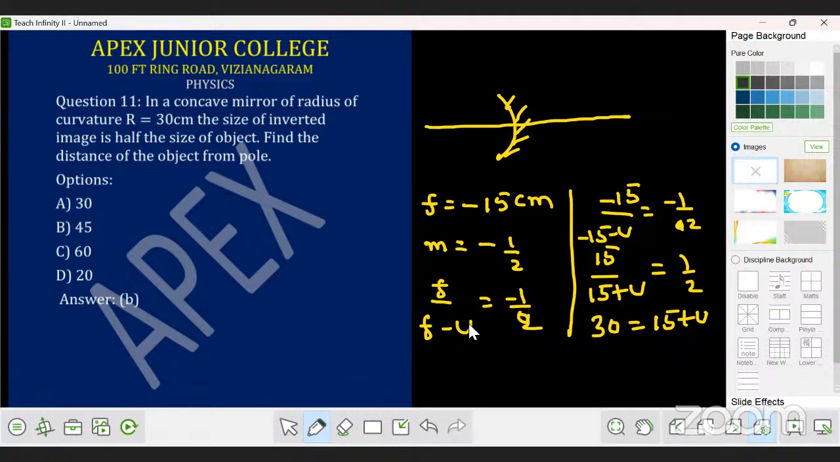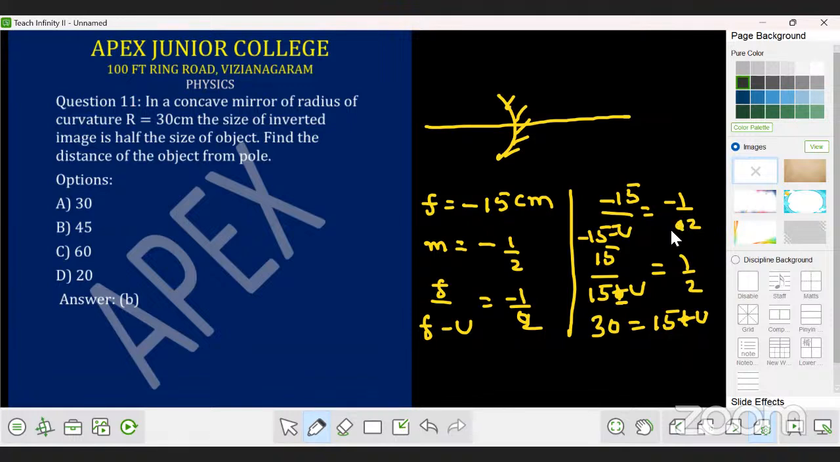F by F minus U, correct only. U also will be negative, na? U will be negative here, minus of minus U. So that plus, and by cancelling them, you will get minus U. It will be 15. Just a minute. F by F minus U equal to minus half only.